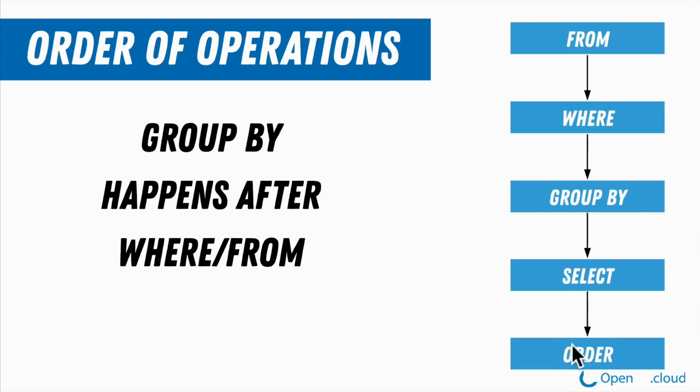So the order of operations is important to know because you need to know where to put your group by clause. If you accidentally put it before your where, well then weird things are going to happen. It's going to complain to you. It's going to say, hey, this needs to come after. And so with all of that said, let's jump into some exercises that we can do around group by to flex those muscles.